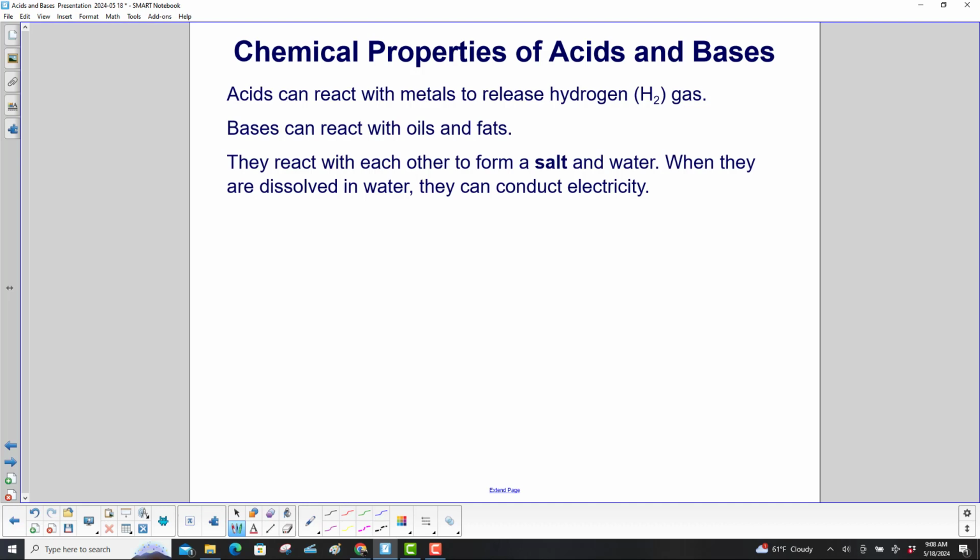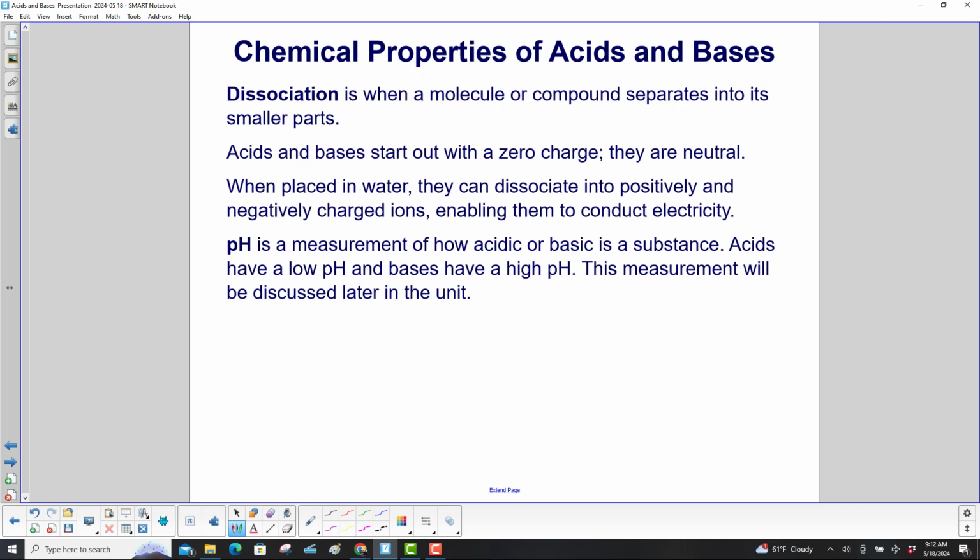Acids can react with metals to release hydrogen gas. Bases can react with oils and fats. Acids and bases react with each other to form a salt and water. When they are dissolved in water, they can conduct electricity. Dissociation is when a molecule or compound separates into its smaller parts. Acids and bases start out with a 0 charge. They are neutral. When placed in water, they can dissociate into positively and negatively charged ions, enabling them to conduct electricity.